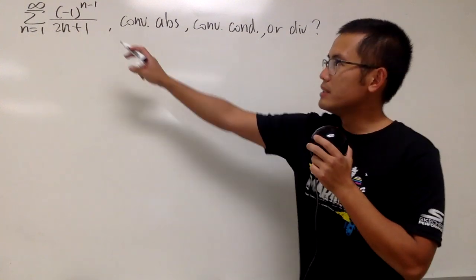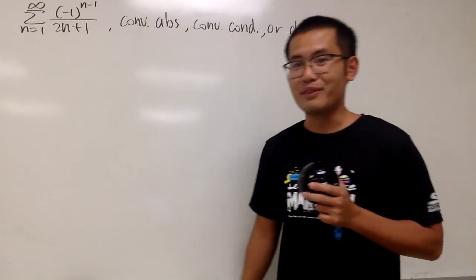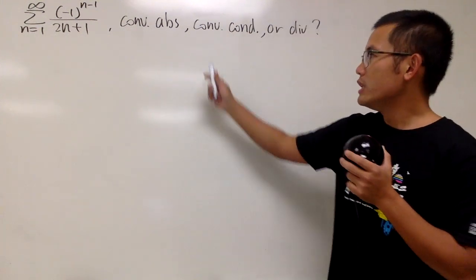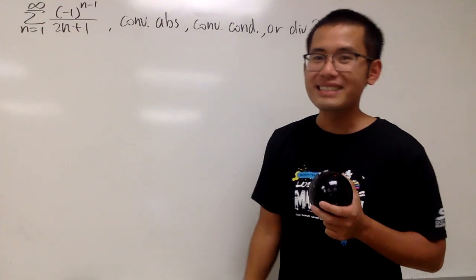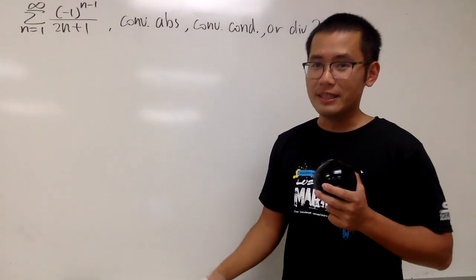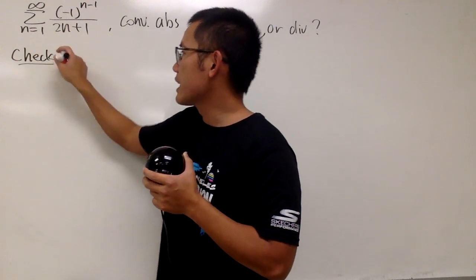Okay, we're going to see if this series converges absolutely or conditionally, or maybe that series actually diverges. So here's the deal. Whenever the question is asking us if the series converges absolutely or not, we'll first just take the absolute value and then see what happens, okay? So here we go. This is our check.